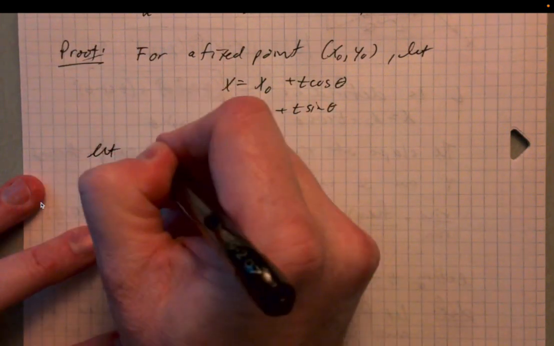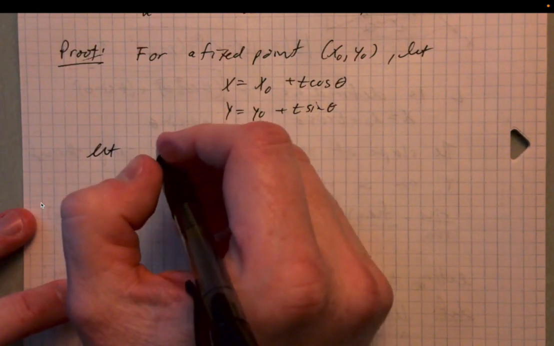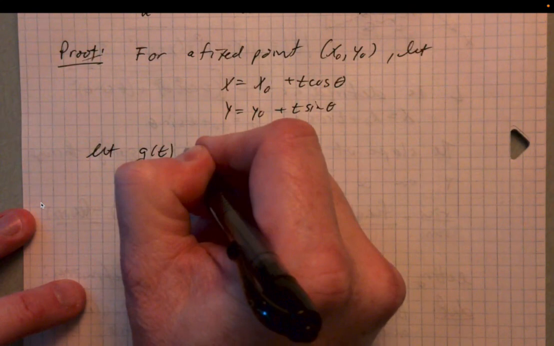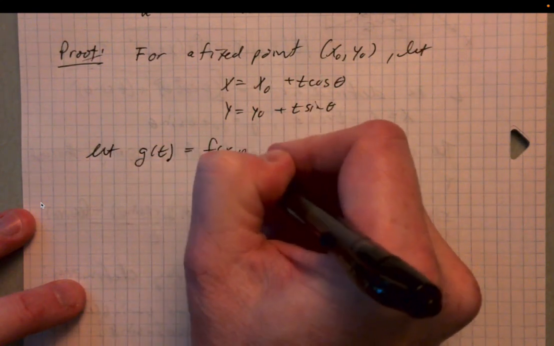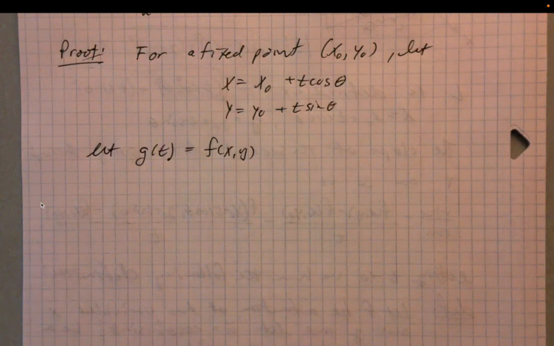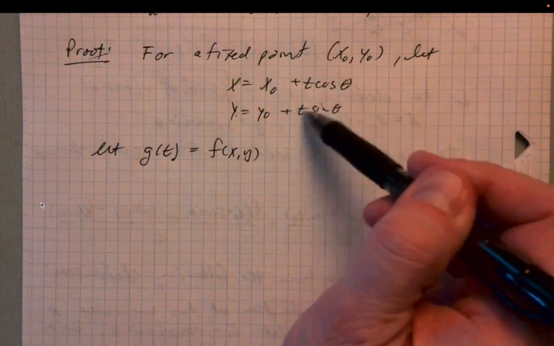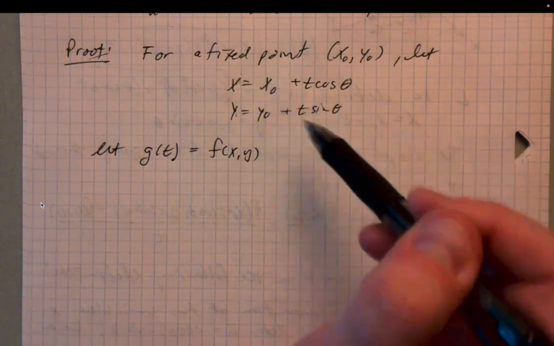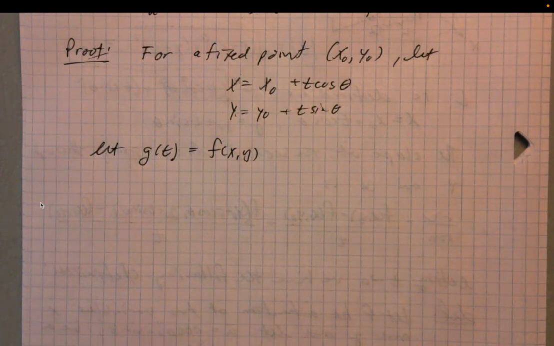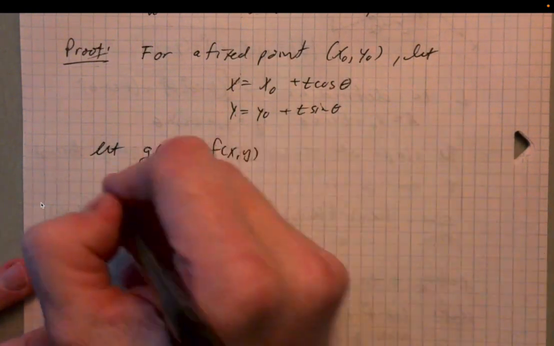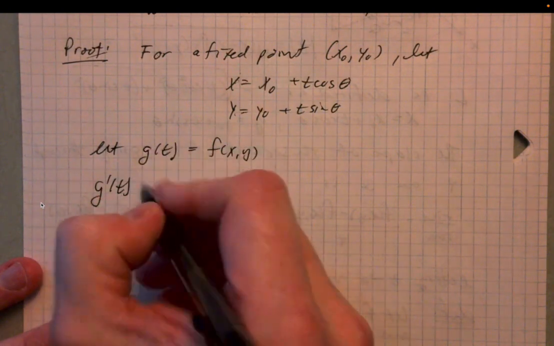We're going to let g of t equal f of x, y. So g is going to be a function of these two guys here, which are a function of t. Remember x naught, y naught is a fixed point, and so t is the variable here. So f is differentiable by assumption, and so we can apply the chain rule that we just learned in the previous section to this function g. So g prime of t is going to be what?